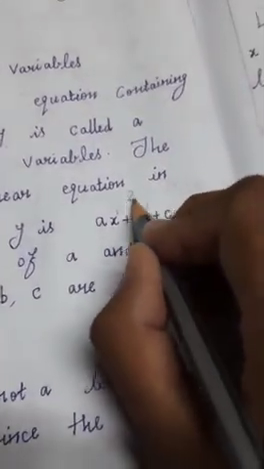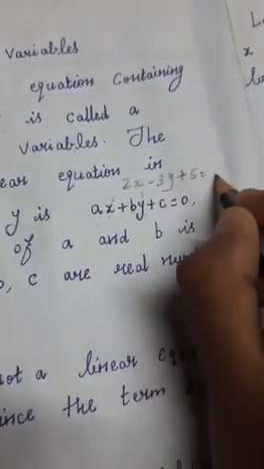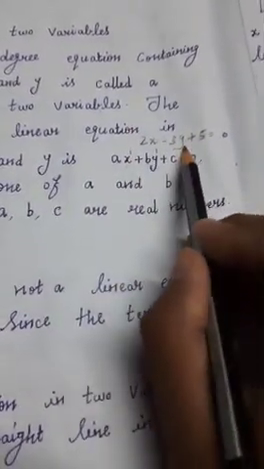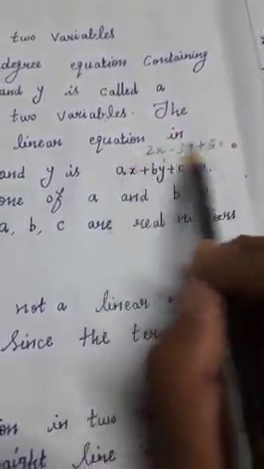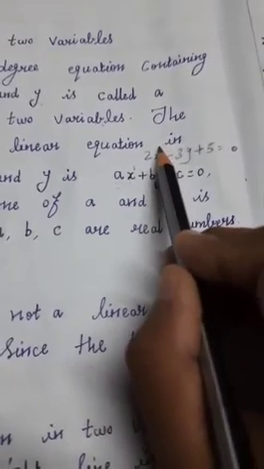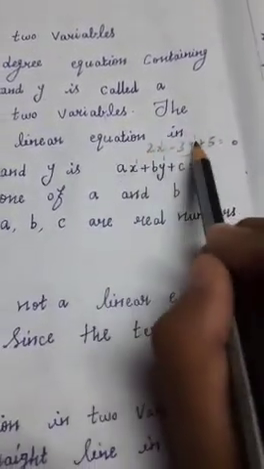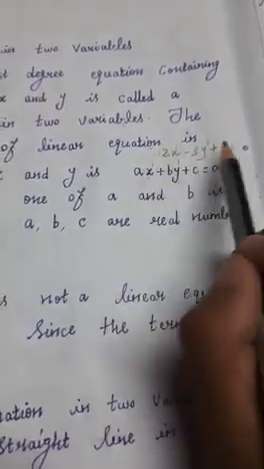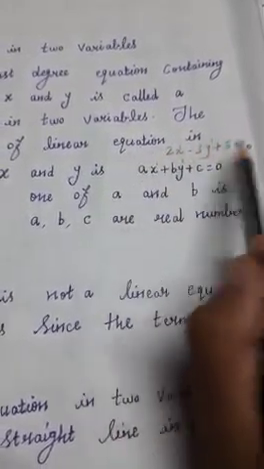For example, 2x minus 3y plus 5 is equal to 0. This is an example of a linear equation in two variables. Here the variables are x and y. A linear equation means a first degree equation. So the degree of this equation: x has power 1, y has power 1, so the degree is 1 only. So this is the linear equation. Here the variables are x and y, two variables only, so you can say this equation is a linear equation in two variables.